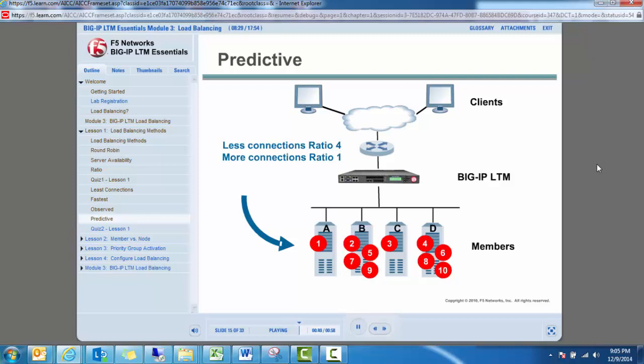Note the ratio numbers mentioned for observed and predictive were used as examples to explain the differences between these two dynamic load balancing methods. On the next several slides, let's take a minute and test your understanding of the load balancing methods discussed to this point.